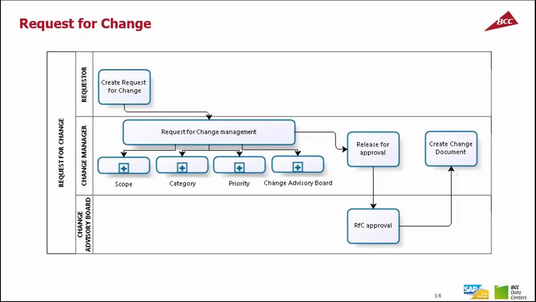Based on information gathered from a requester, he can set priority and add members of Change Advisory Board. In next step, Change Advisory Board approves or rejects request, and in last step, Change Manager can pass change forward and create change document.